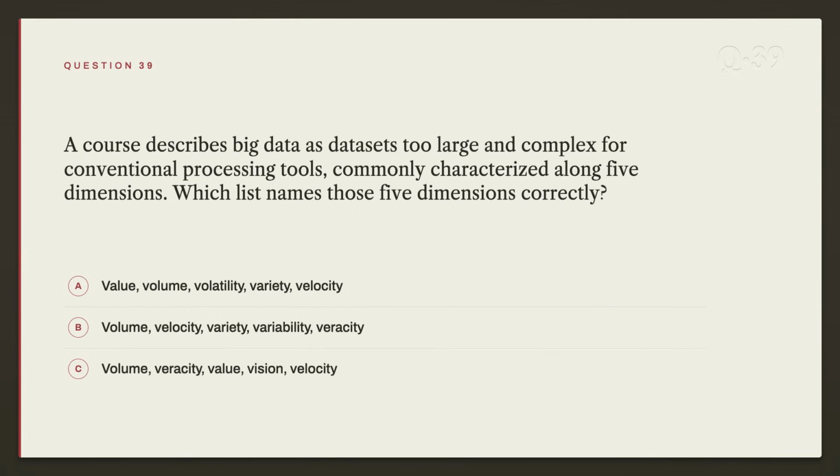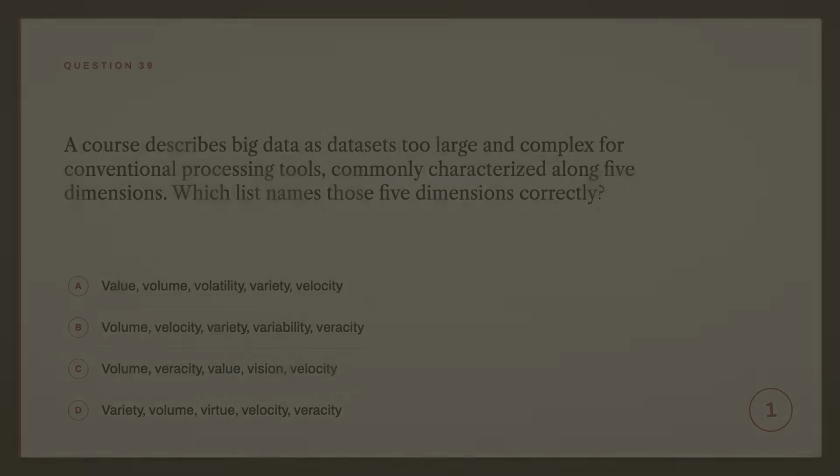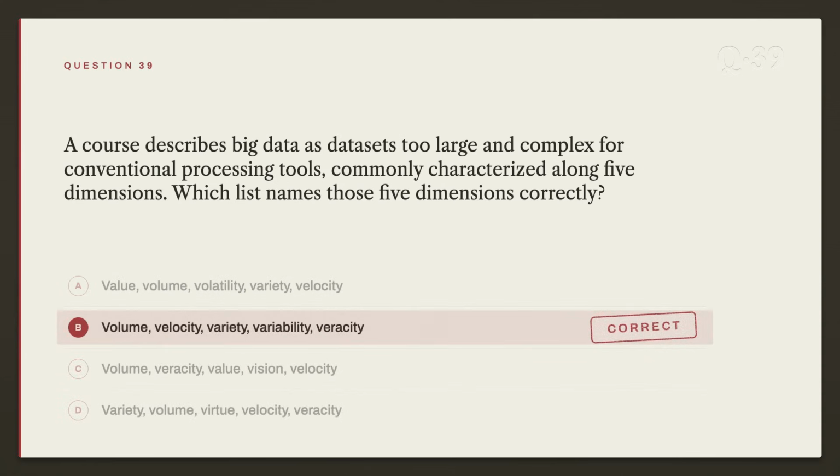C. Volume, veracity, value, vision, velocity. D. Variety, volume, virtue, velocity, veracity. Don't overthink it, which one feels right? The correct answer is B. Volume, velocity, variety, variability, veracity.